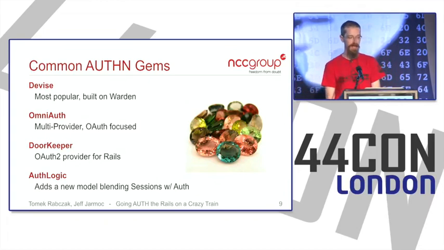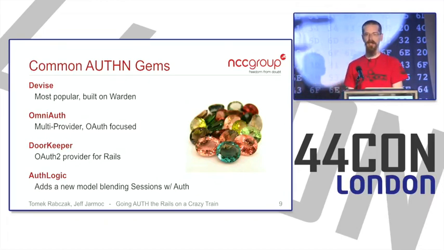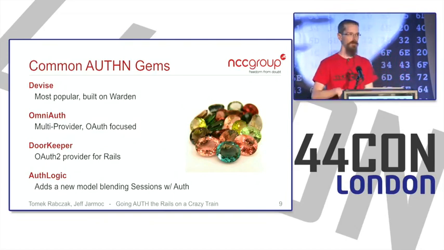Doorkeeper is the third one we have here. That's a little bit different because it makes your application into an OAuth provider. So you can consume your own OAuth provider, but you can also publish it and allow other applications to authenticate against your system.